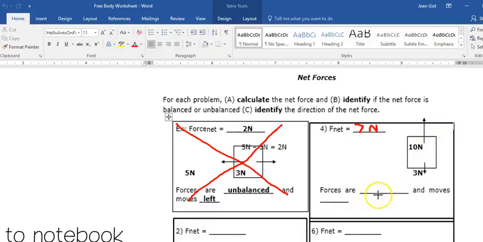Okay, so all you're going to do is state whether or not the forces are balanced or unbalanced, and if they're unbalanced, what direction the object is going to go. When your net force is 0, that is when you have balanced forces. If you have any net force acting on the object, it's not balanced. It's unbalanced forces. All right, so that's how that one is done.